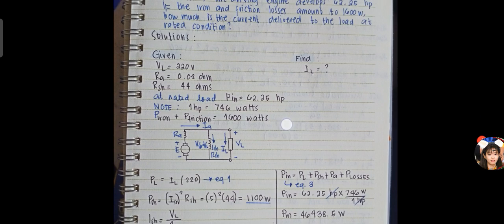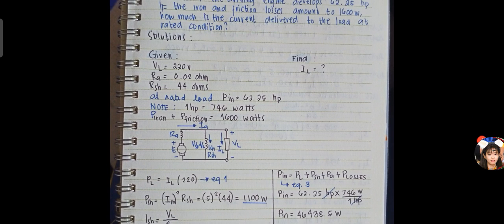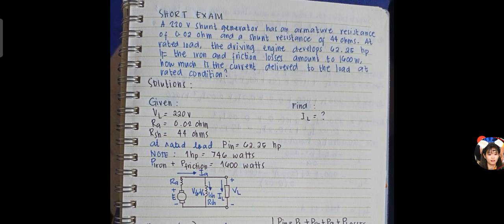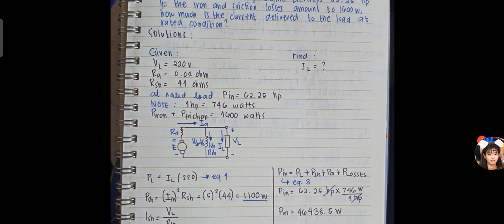For my solution, I have stated the givens. We have a value of our VL, which is 220 volts. We have the value of our RA, which is 0.02 ohms. We also have a given value for our shunt resistance, which is 44 ohms. At rated load, it was stated in the problem that the driving engine develops 62.25 HP. Driving engine means P input, so we have 62.25 horsepower.